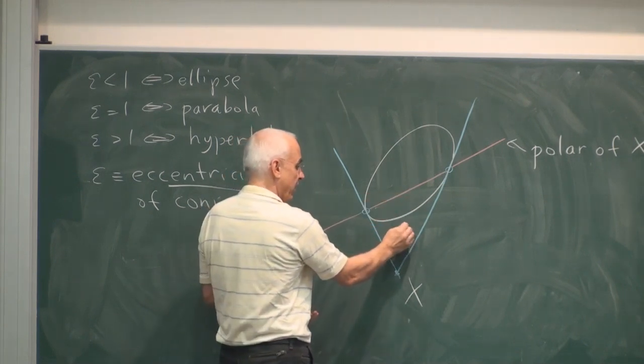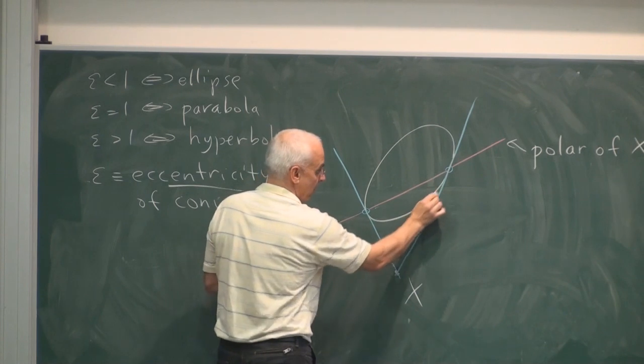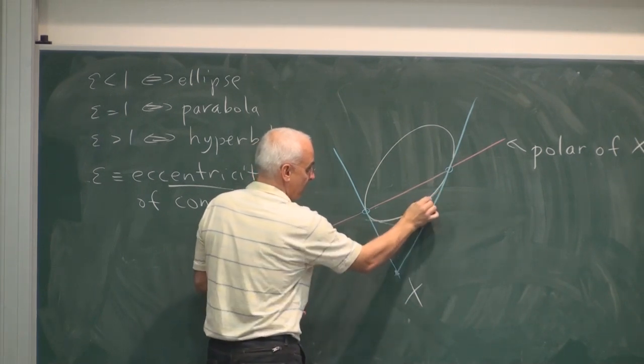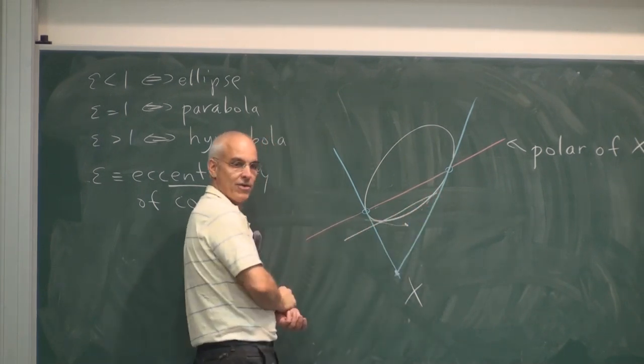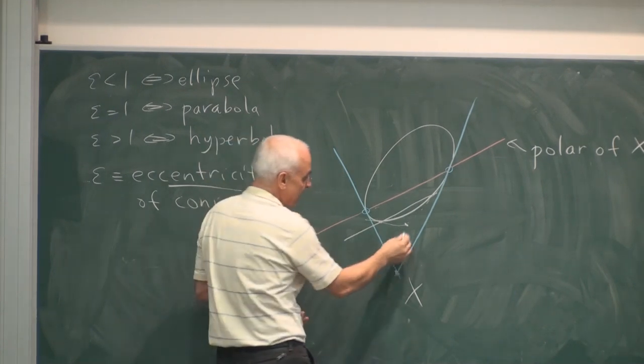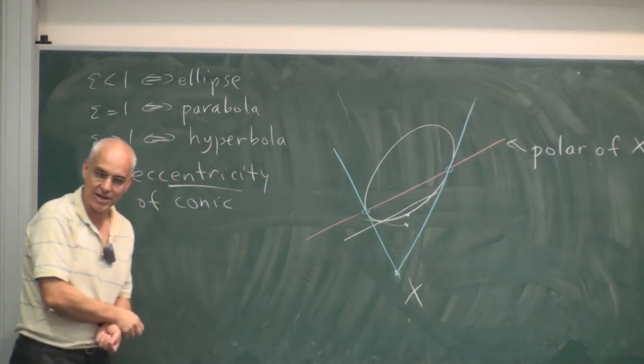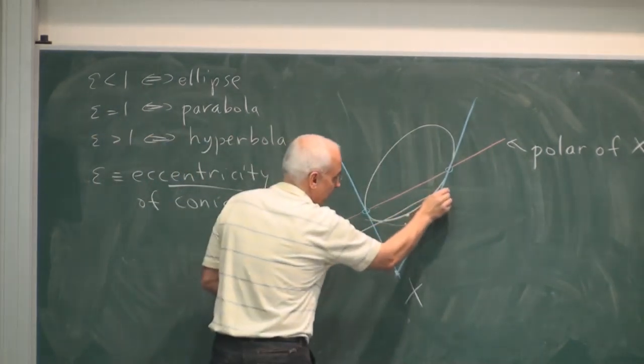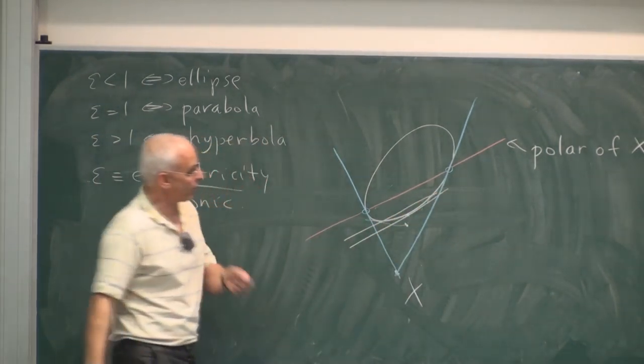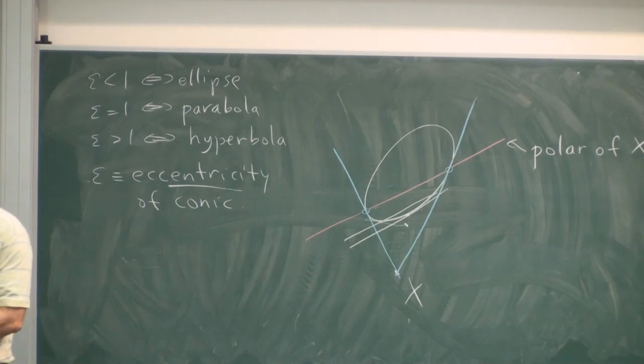So for example, if we're over here, then the polar would be something like this. And in the limiting case, when the point actually arrives on the ellipse, then we would just be talking about the tangent.